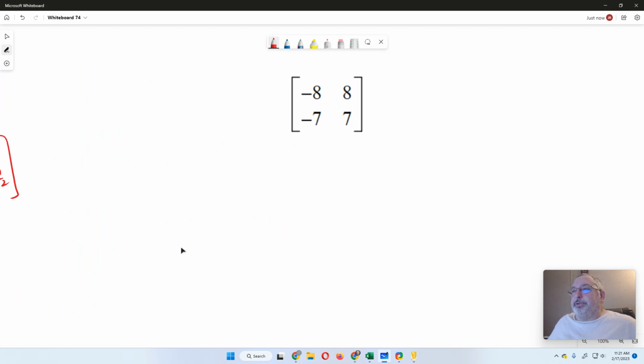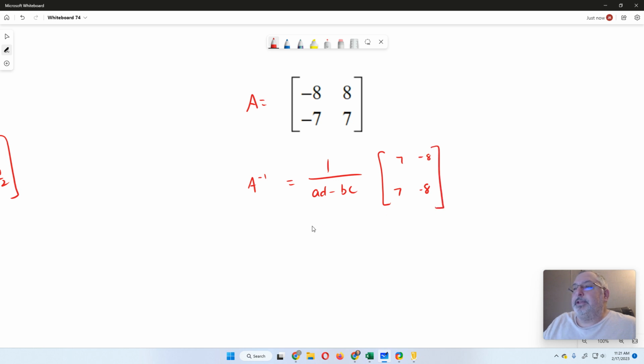Now let's take a look at this one. So here is our A matrix. We want to find the inverse. So the inverse is 1 over the determinant AD minus BC. And then we're going to swap these variables. We got 7, 8, negative 8. And then we're going to change these signs. Okay, so let's find that determinant first.